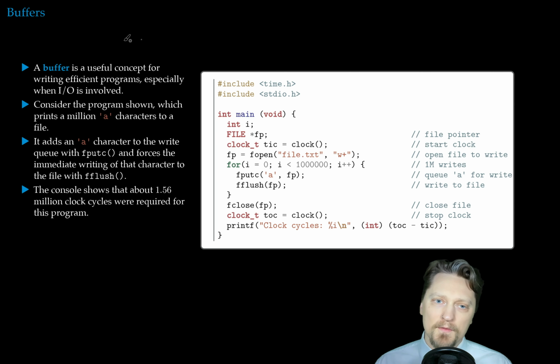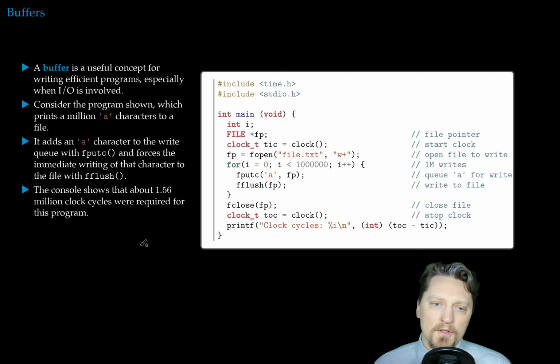A buffer is a useful concept for writing efficient programs, especially when I/O is involved. Consider the program shown here, which prints 1,000,000 A characters to a file. So we have this for loop, which executes 1,000,000 times. It queues the character A up for writing to file FP, which is file.txt, and then the character is immediately written to the file using fflush.